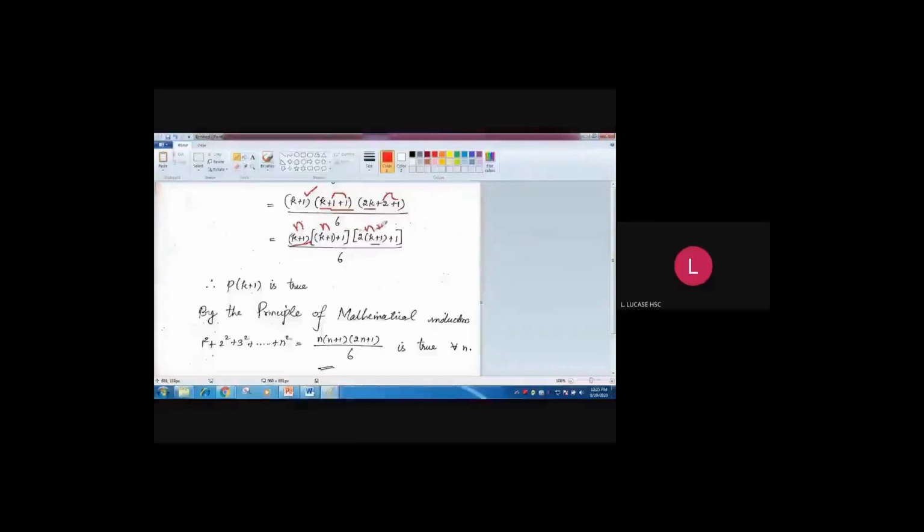Therefore, p of k plus 1 is true. So by the principle of mathematical induction, we have proved that the given formula is correct. Given formula is a valid formula.